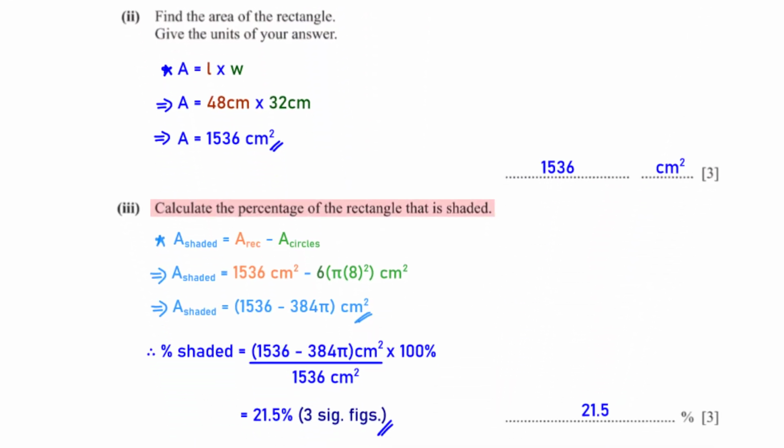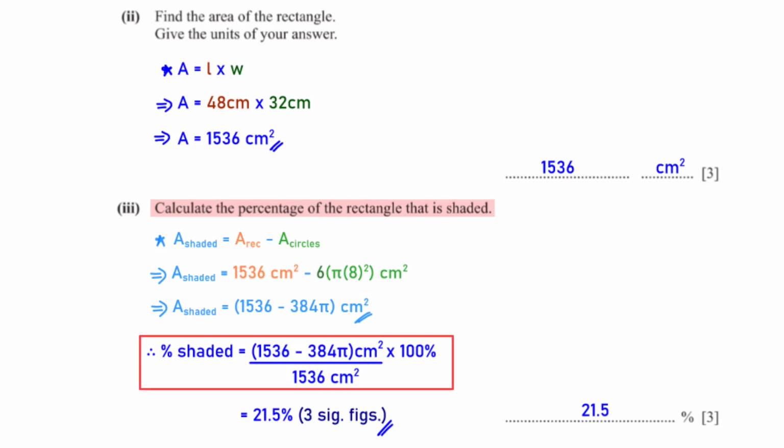Calculate the percentage of the rectangle that is shaded. First, let's find the area of the shaded region, which is equal to the area of the rectangle minus the area of the circles. We found the area of the rectangle to be 1536 centimeters squared. There are 6 circles, so the area of the circles is 6 times pi times 8 squared centimeters squared. 6 pi times 8 squared is 384 pi.